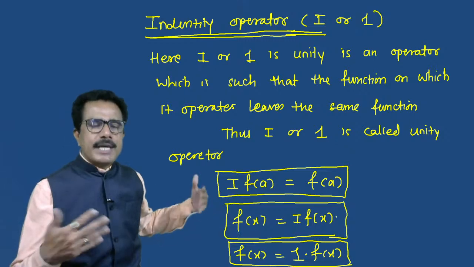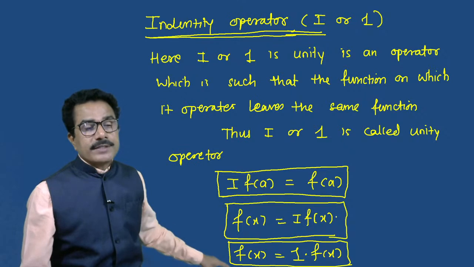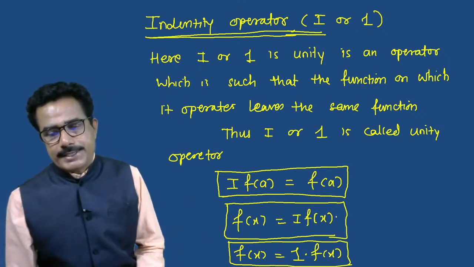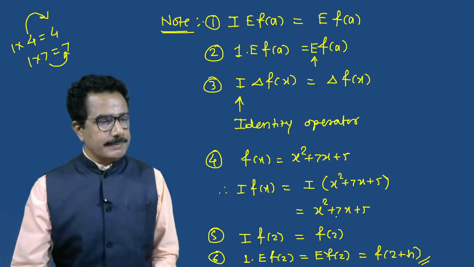f of a is f of x, which can be written as I into f of a or I of f of a. F of x is equal to 1 into f of x. In this way we can write 1 or I is called identity operator.